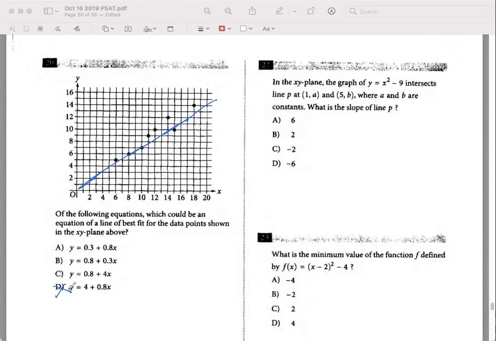And let's get a sense of the slope. Let's say this is 5 and this is 6, so my slope is about 5 by 6, which is about 0.8. And here the only option with the 0.8 slope is option A. So then my answer has to be option A, 0.8 slope and a y-intercept of 0.3. Okay, so that's option A.